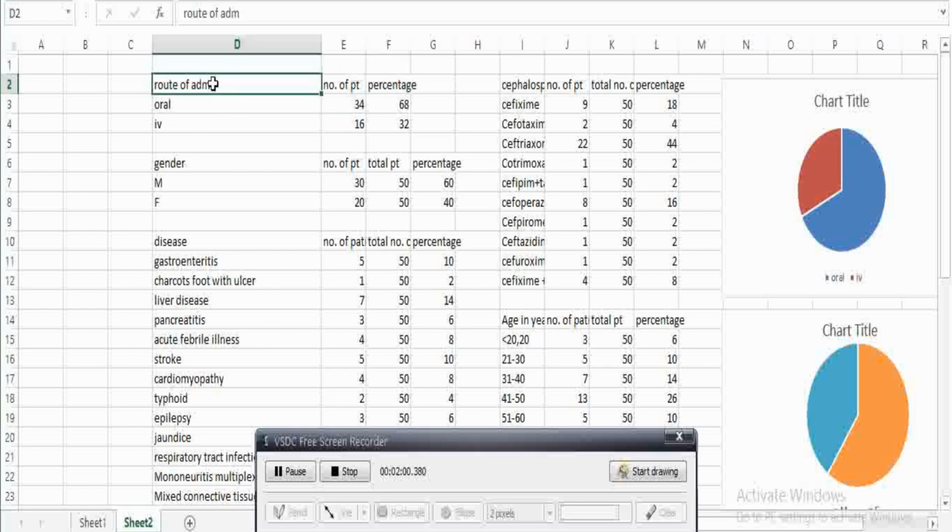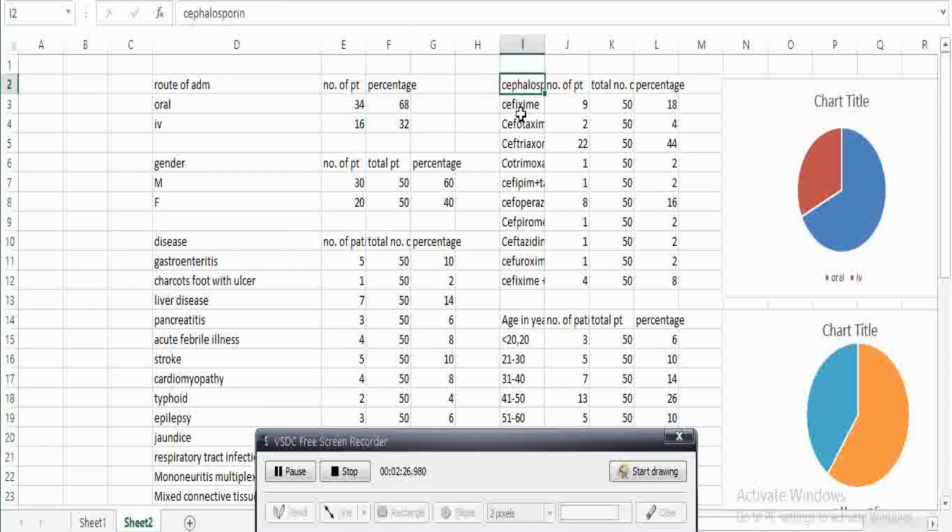For the route of administration table, oral and IV were the main routes of administration for my drug. Number of patients: 34 patients out of 50 were given the drug orally, and 16 patients out of 50 were given through the intravenous route. Percentage hence was 68% of the patients in medicine ward given by oral route, and 32% of the patients given cephalosporin by IV route.